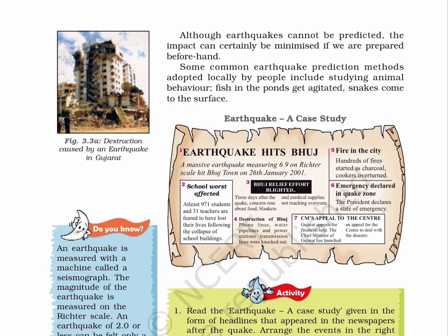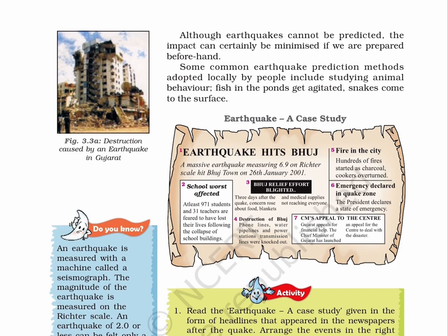Fish in the ponds get agitated. Snakes come to the surface. To the left corner on the top, we have a picture of the destruction caused by an earthquake in Gujarat. We can clearly see tall buildings completely destructed.